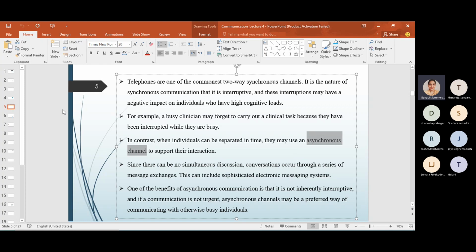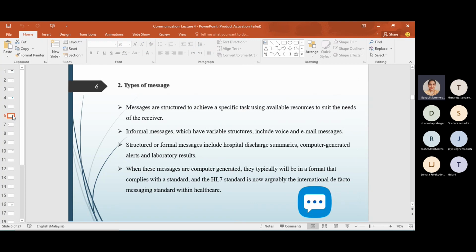Okay, so that's about synchronous and asynchronous communications. And the next element of a communication system is the type of messages. Messages can be formal or informal. If you are sending messages to your supervisors, your bosses, and your seniors at the workplace, the messages should be formal. If you are sending messages to your friends or colleagues, it is okay if the messages are informal.